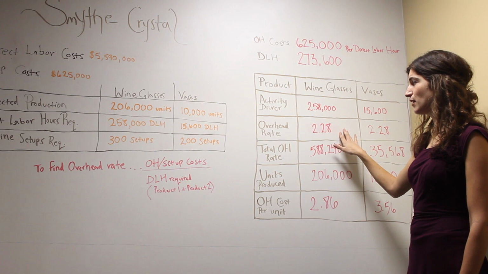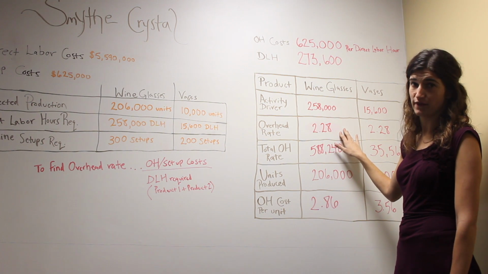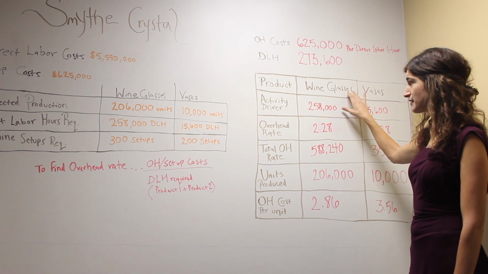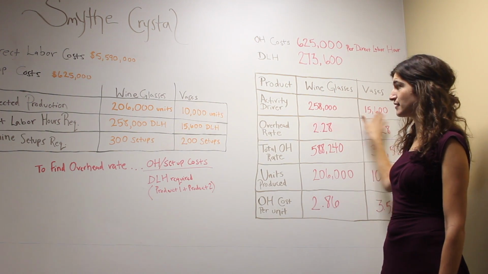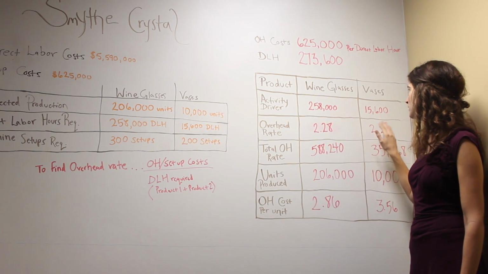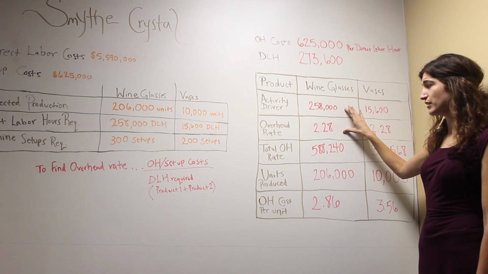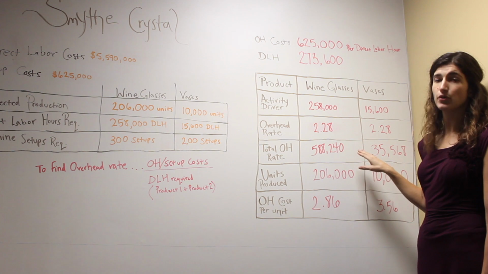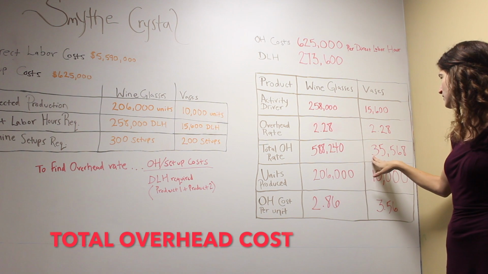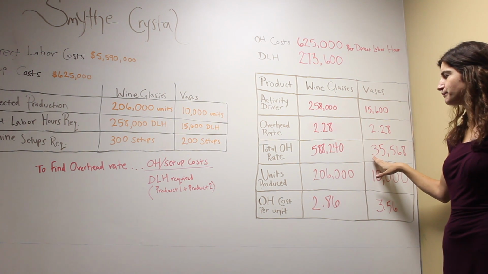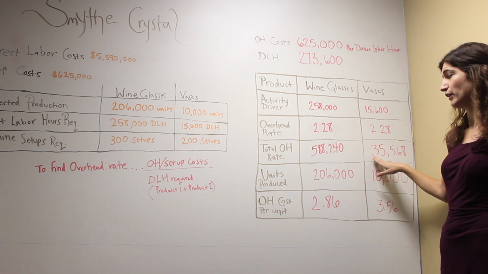Now that we know what our overhead rate is, we're going to write down our individual activity drivers for each product. For our wine glasses, it is 258,000 direct labor hours, and for our vases, it is 15,600 direct labor hours. If you multiply both the overhead rate and the activity driver per product, you will get your total overhead of $588,240 for wine glasses and $35,568 for the vases.